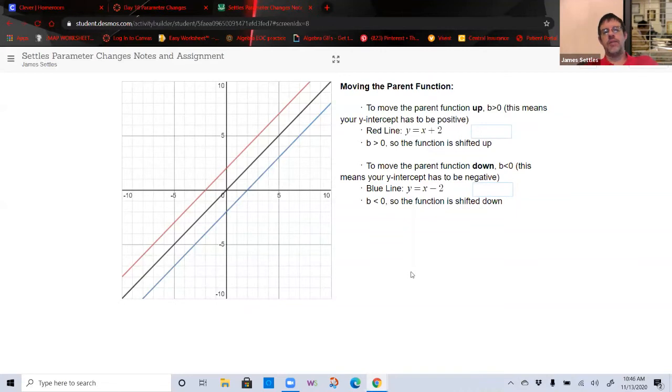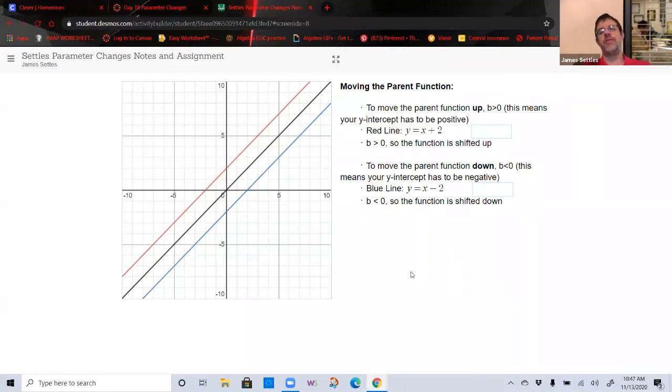Look at the blue line. The blue line got moved down from the parent function. So if you look at the equation for the blue line over on the right, it says y equals x minus 2. So if that number is negative, then it's going to move down. And by negative, a minus is a negative. So if it's minus 2, it's -2. So the y-intercept is going to go down 2.